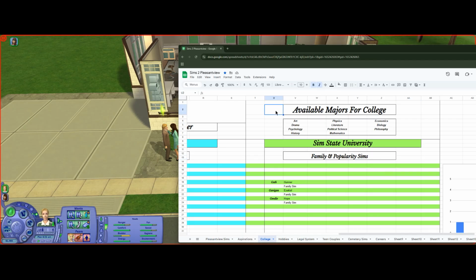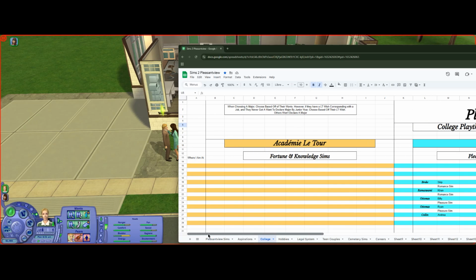And then I also have this tab up here that says available majors for college. So I put all the majors that you could possibly get for college up here as a reminder of all the majors. So we have art, drama, psychology, history, physics, literature, political science, mathematics, economics, biology, and philosophy. So we have all those majors that my Sims could choose.